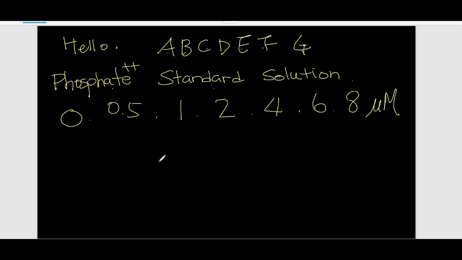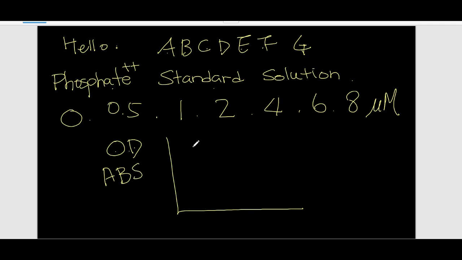We are going to use a spectrophotometer to measure these solutions. We have used the spectrophotometer before. We are measuring the absorbance, which we also call optical density, of each solution: A, B, C, D, E, F, G. We're going to write 0, 0.5, 1, 2, 4, 6, 8 micromolar, and then you will get a value like this.